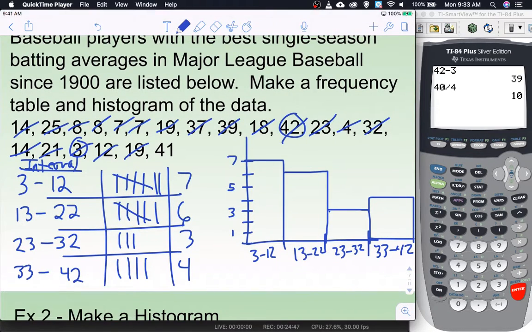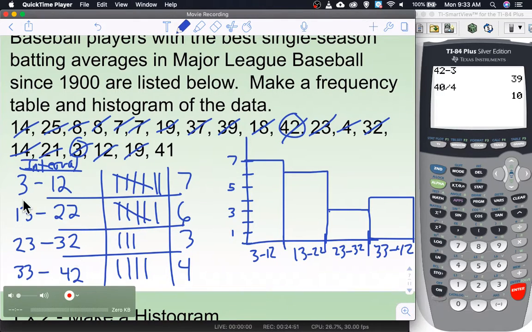So that's how you make a histogram. From a set of data, you make intervals. Your intervals must be the exact same size. Your intervals must cover the entire data. You're not allowed any gaps in the intervals. You then just record how many numbers fall in each interval, and then you graph your intervals with some sort of scale that goes as high as you need to go.